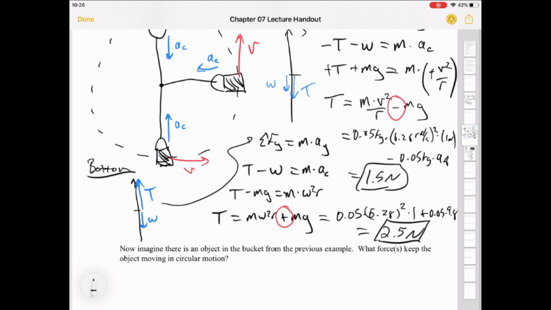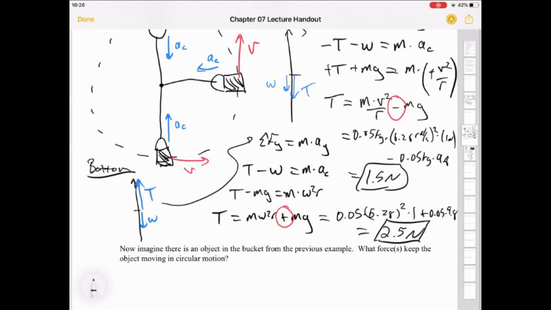Tension is doing two things. Again, it's offsetting weight, and it's also causing circular motion. So I guess at the bottom this has a more clear answer. Tension is causing circular motion, and the weight is actually working against you. But at the top, they're actually working together.